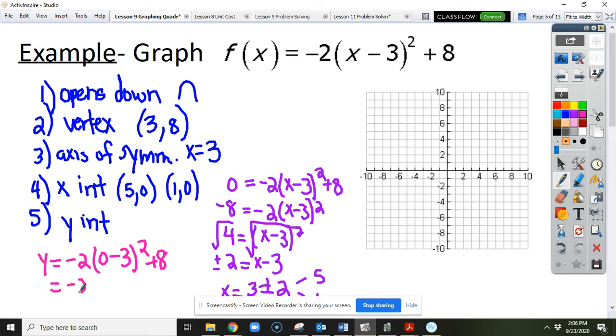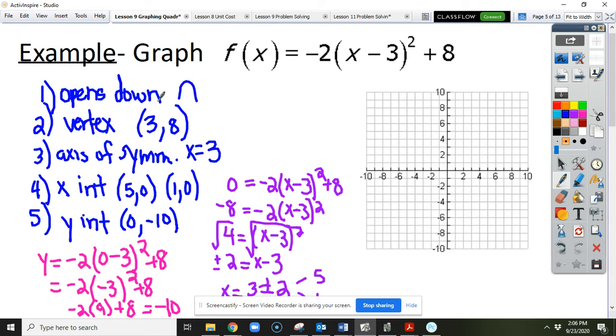I get -2 times -3 squared plus 8. I have -2 times +9 plus 8. -18 and 8 gives me -10. So my y-intercept, again, I'm going to write as an ordered pair, is (0, -10).